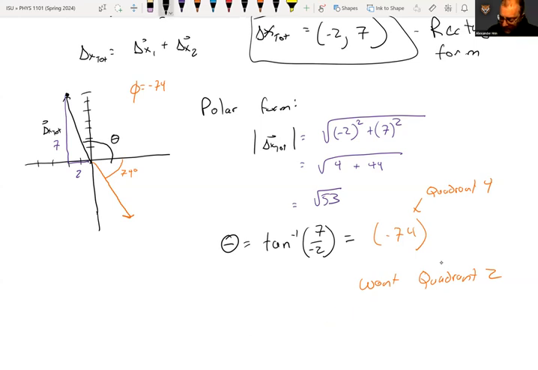So you add -74 plus 180 should equal 106. And that is the theta you want. You don't want to use that -74 because this angle that you're looking at is not going at -74 degrees. It's going directly opposite that. Okay? So you got to keep that in mind.